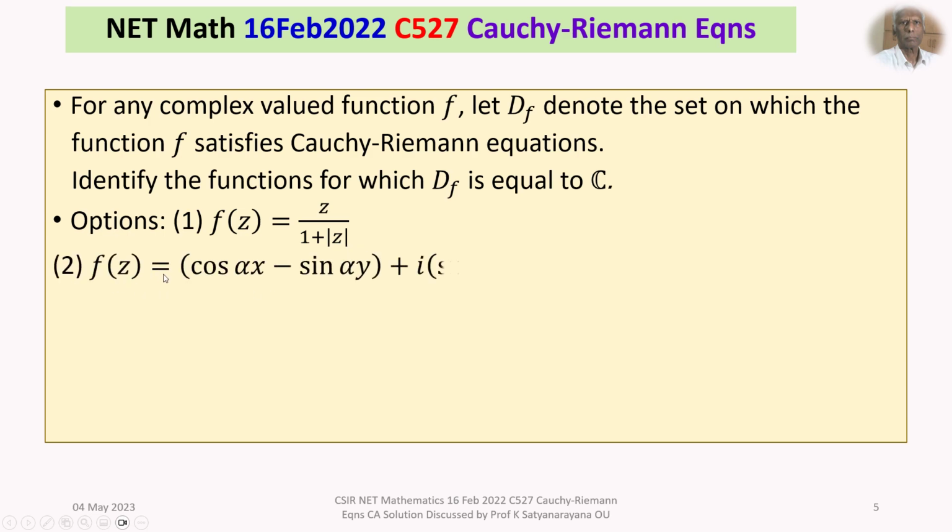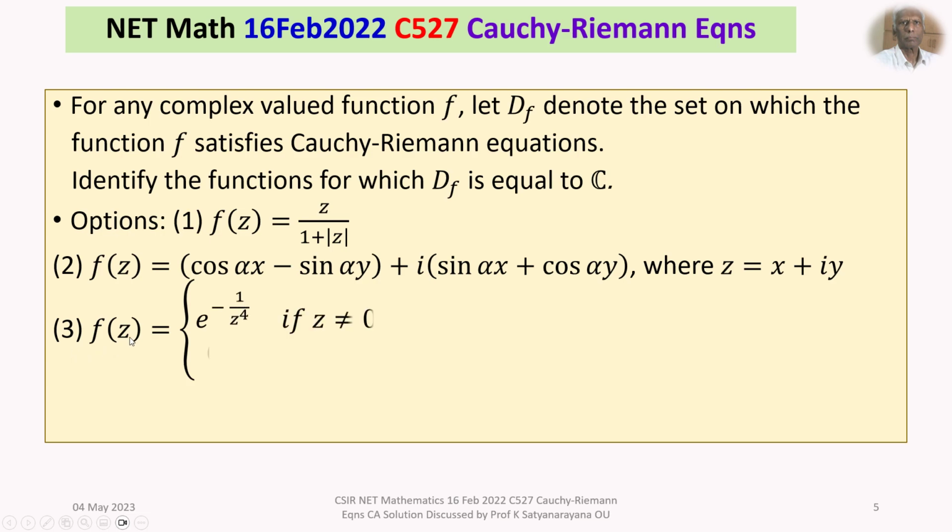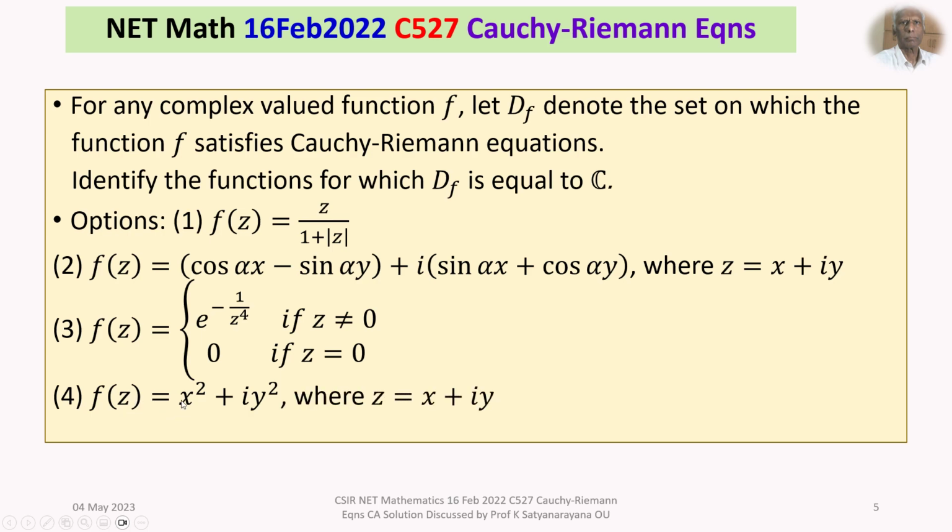Option 2, f of z is equal to cos alpha x minus sin alpha y plus i multiplied by, in brackets, sin alpha x plus cos alpha y, where z is equal to x plus iy. Option 3, f of z is equal to e power minus 1 by z to the power of 4 if z not equal to 0, and f of z is equal to 0 if z is equal to 0. Option 4, f of z is equal to x square plus i y square, where z is equal to x plus iy.